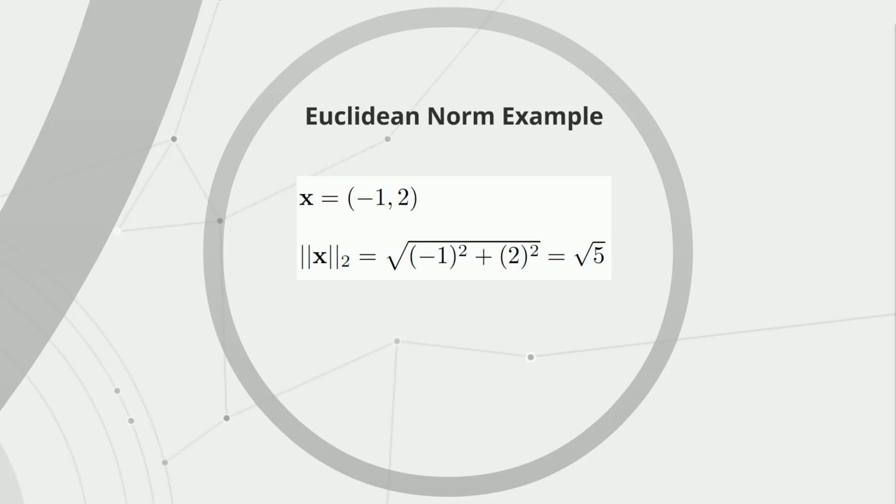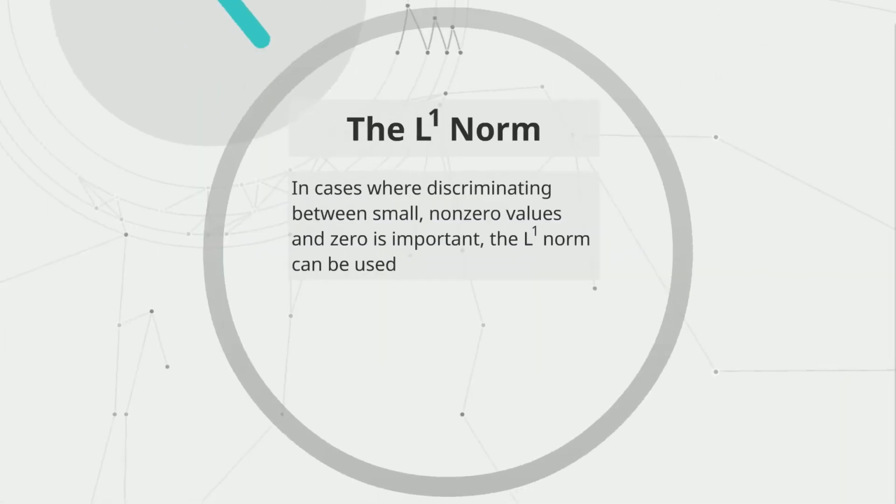All right, so that's just a simple example. L is equal to 2. Intuitively, this is going to be the distance from (-1, 2) to the origin. Like we mentioned before, the Euclidean norm is going to give you the Euclidean distance from the vector to the origin. All right, so if we fill in some other values, we can have the L1 norm.